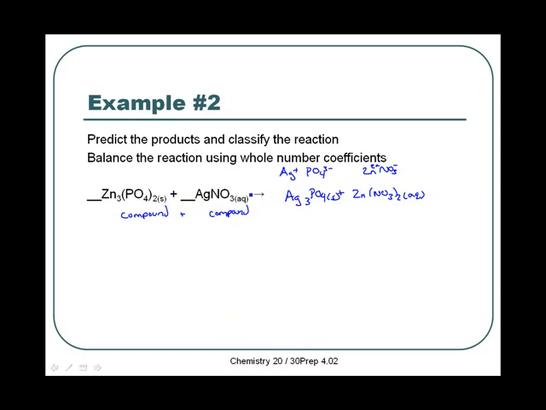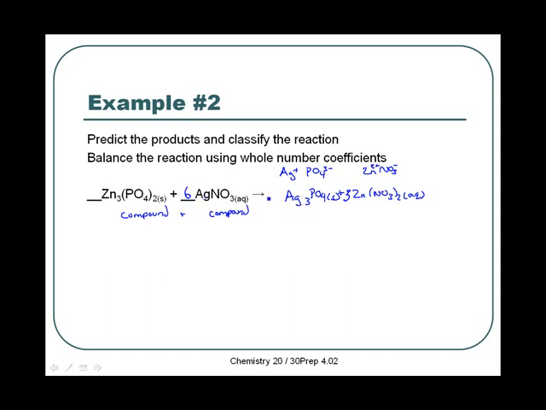So now I'll try and balance out my zincs. Starting with the silvers didn't work, and as soon as you see it's not going to work, there's no harm in going back and erasing what you did and starting with something new. So here I have 3 zincs, so I'm going to need 3 zincs on the other side. This now gives me 6 nitrates, so I'm going to need 6 nitrates on my reactant side.